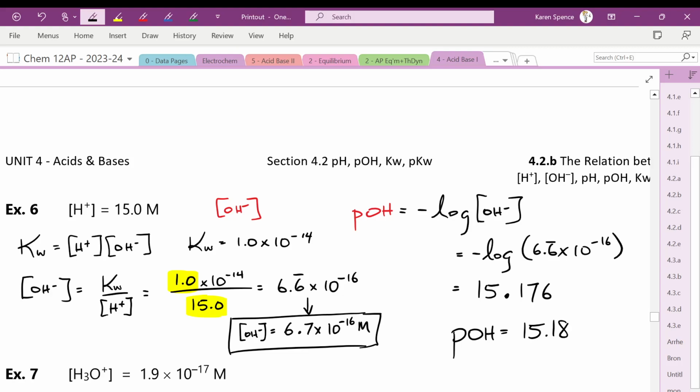Did you guys get 15.18? Yes. Extra digits for the OH. Yeah, I put in the 6.6 repeater. I just used whatever was in my calculator, like it was up there, and so I just pressed log and didn't worry about it. So yeah, I always keep at least 1 or 2 more digits. Usually 2 is safe.